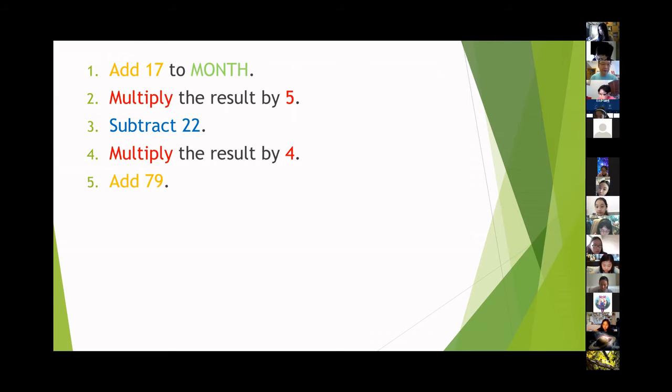Add the result of number 4 to 79. Then number 6. Not yet. Never mind, I already show all the steps. If you are not following properly, you can just do it yourself.